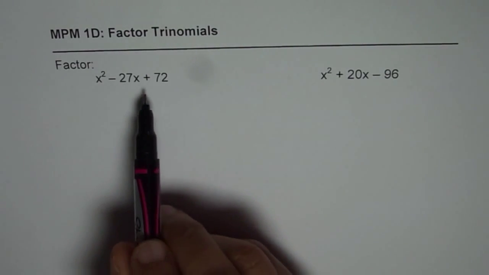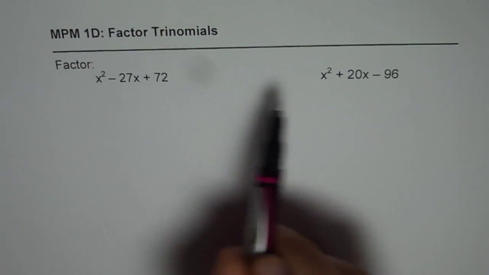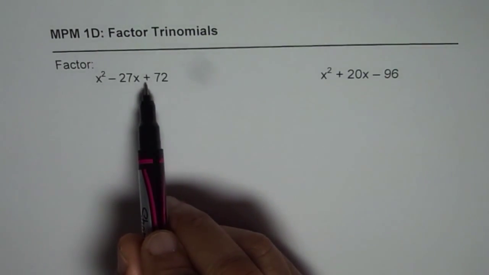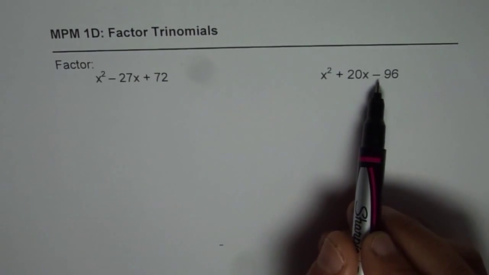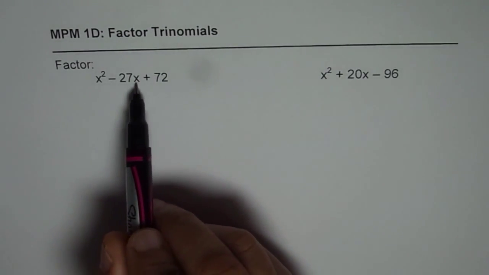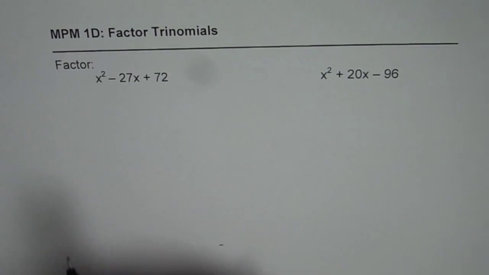As you know, we have constants which are of opposite signs. In one place we have positive 72, the other is 96 with a negative sign. And the coefficients of x are also different. So we'll understand the strategy of selecting two numbers.